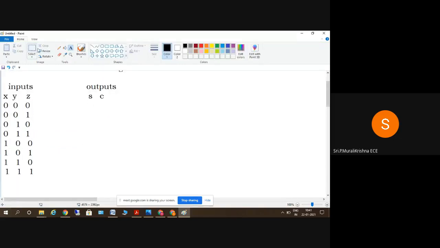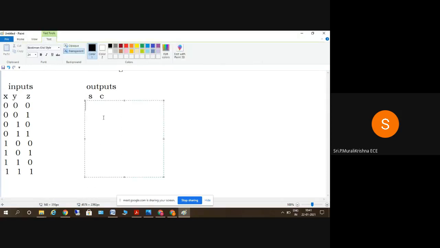Right. So now what we have to do? We have to check this sum and carry. You know this sum and carry outputs, right? So 0 0 0, sum is 0, carry is 0. Okay. So 0 0 1, sum is 1, carry is 0. Okay. So 0 1 0, it is also sum is 1, carry 0. 0 1 1, it is sum is 0, carry is 1.